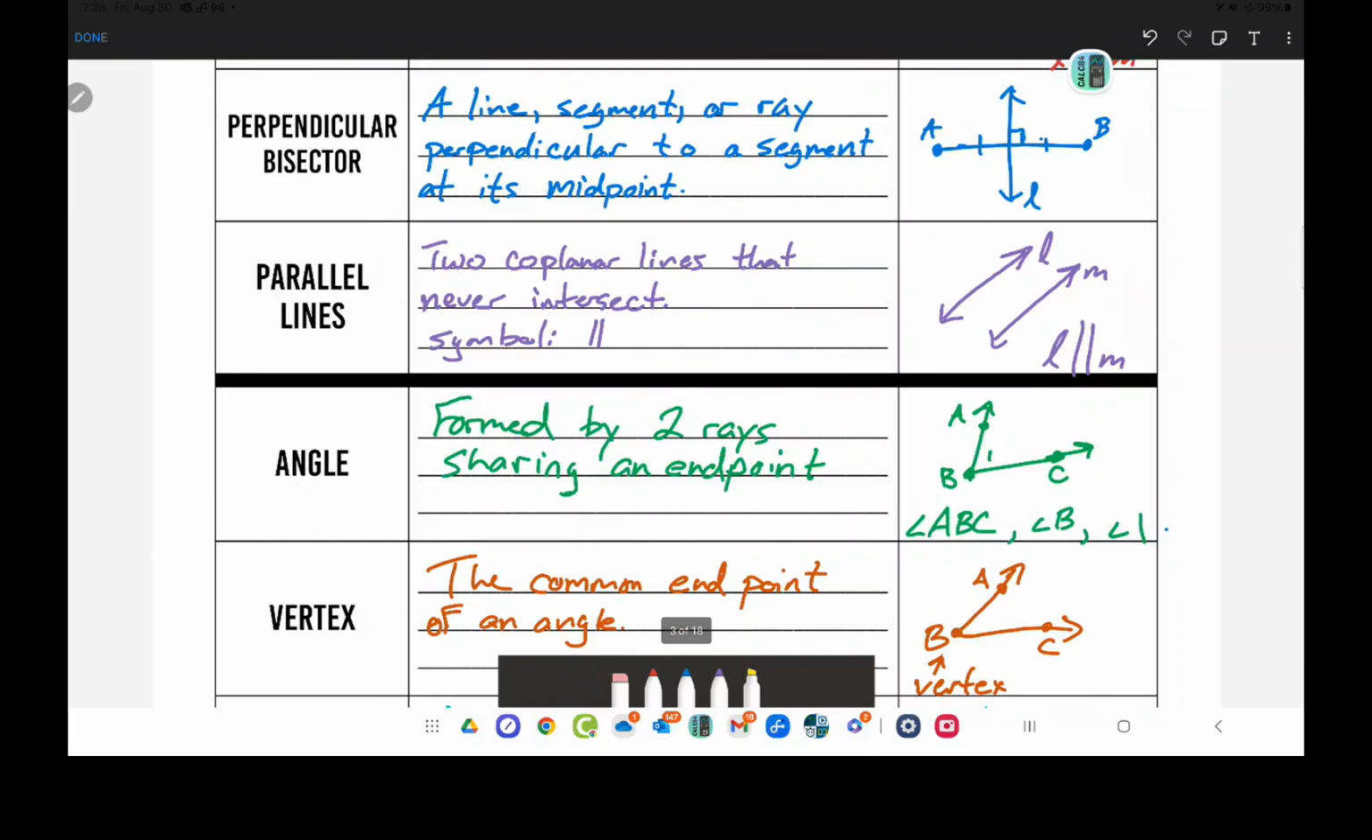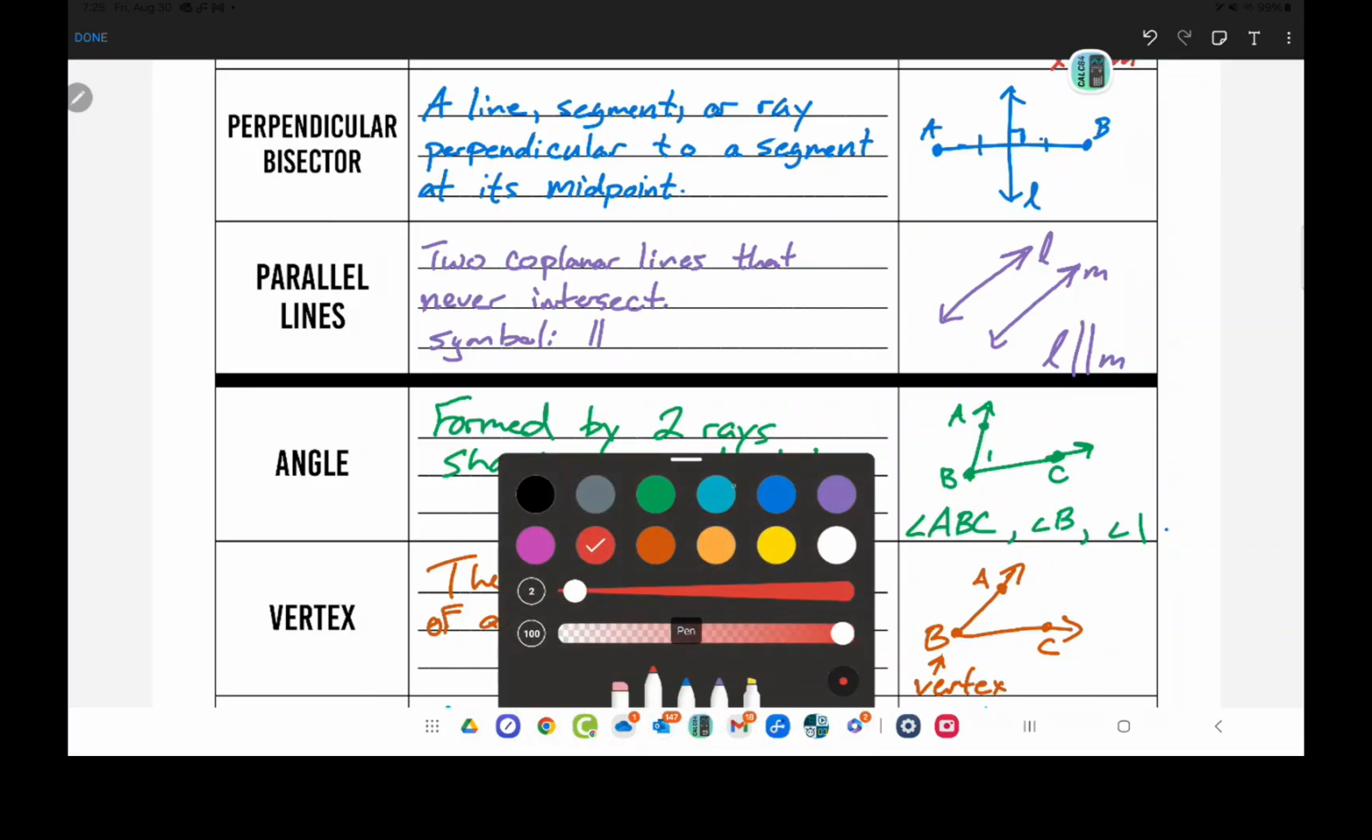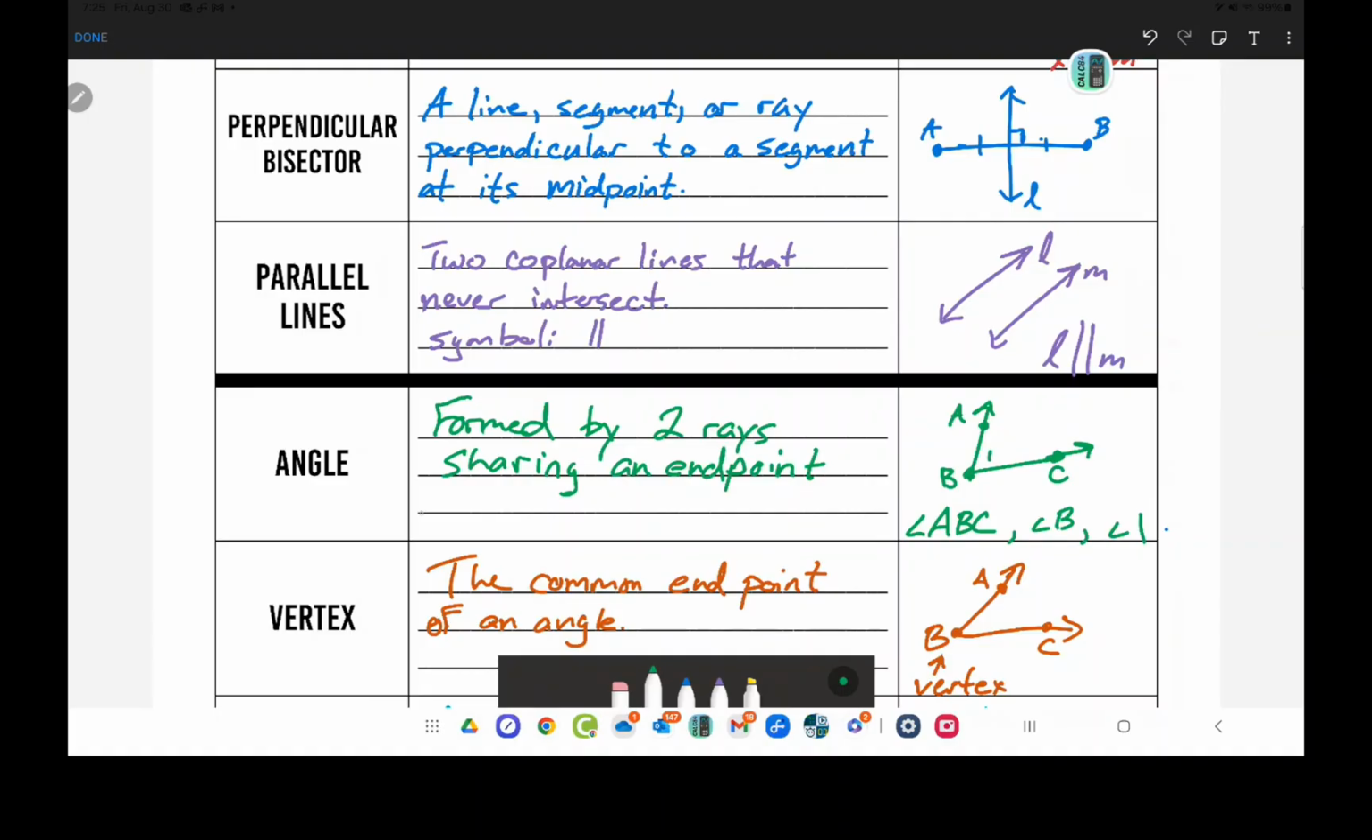Angle. An angle is formed by two rays sharing an endpoint. Now we name an angle three different ways. One way is to use the three letters that make up the angle. So here we have A, B, C. Okay, we could also name it CBA. But the important part is the vertex, which we're going to talk about later, must be the middle letter. That is what identifies the location of the angle.